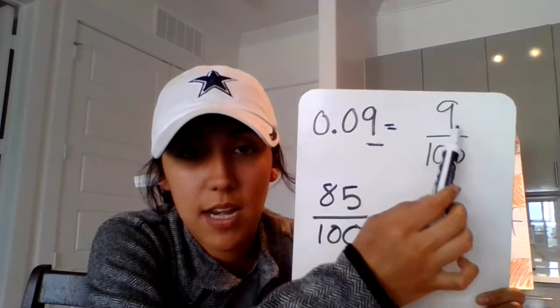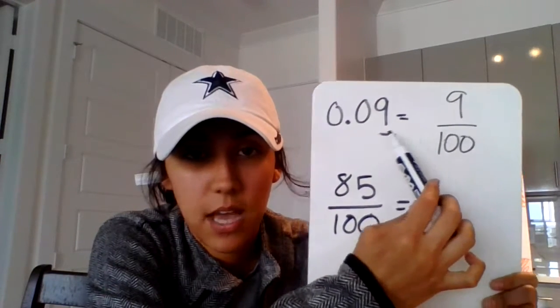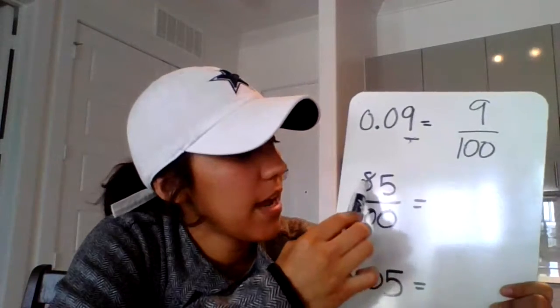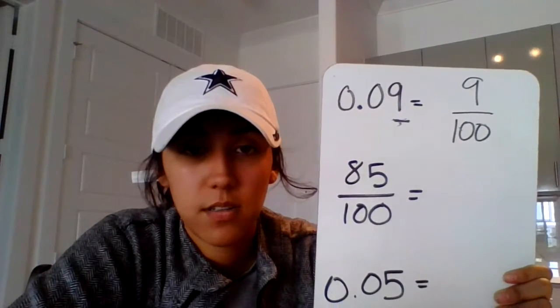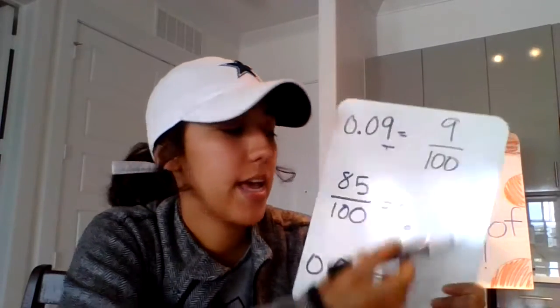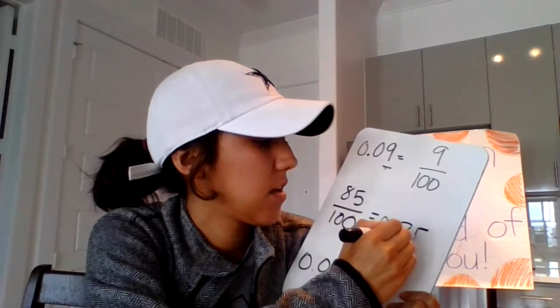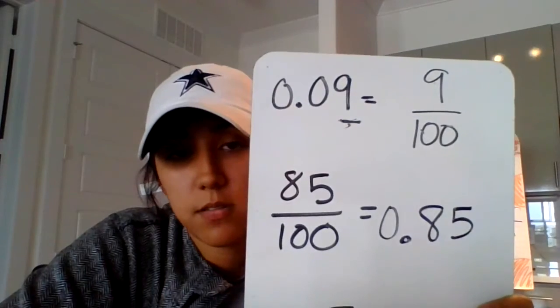So if this was 900ths, and this is how it was written, so how would we write 8500ths? That's right. 0 and 8500ths.